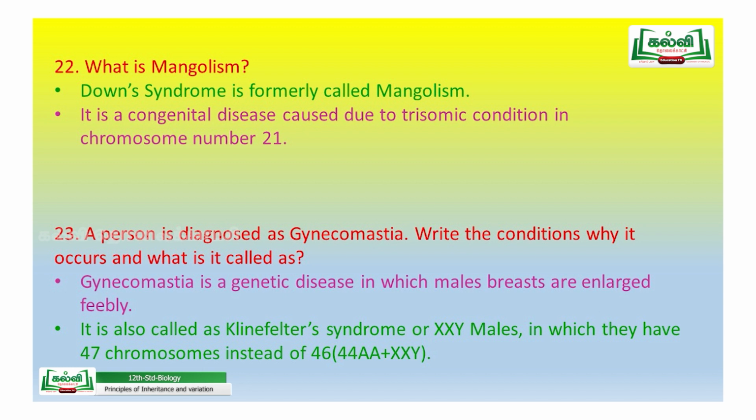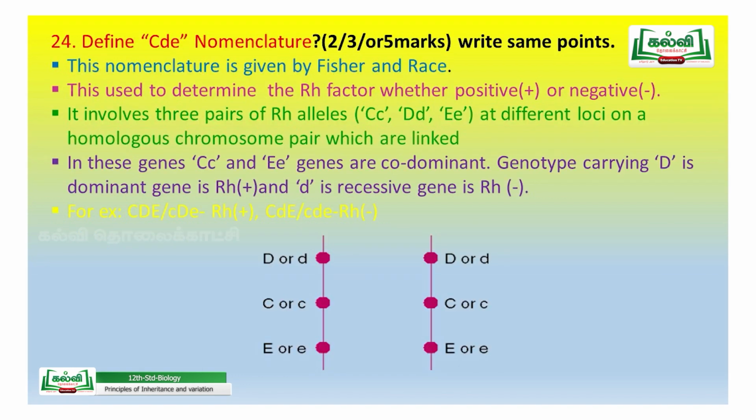You can split that as 44 autosomes plus XXY. So, you will be having an additional X in the male. That is called Klinefelter syndrome, and this causes gynecomastia in turn. That is the difference in the chromosome number. Next is CDE nomenclature. You can write this same question, same points, even for 2 marks, 3 marks or 5 marks.